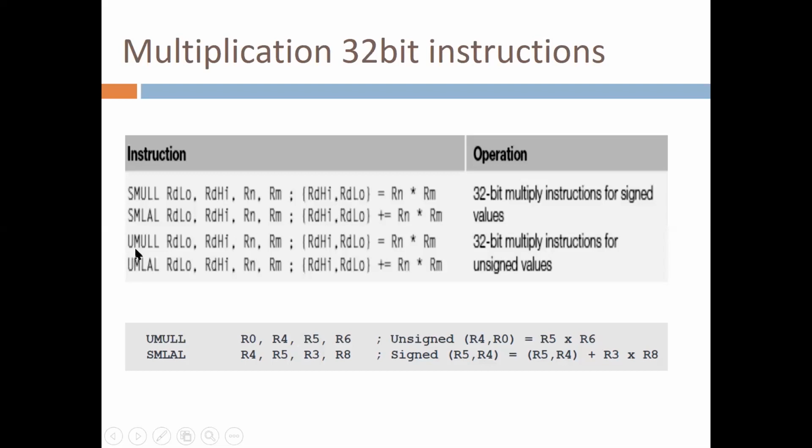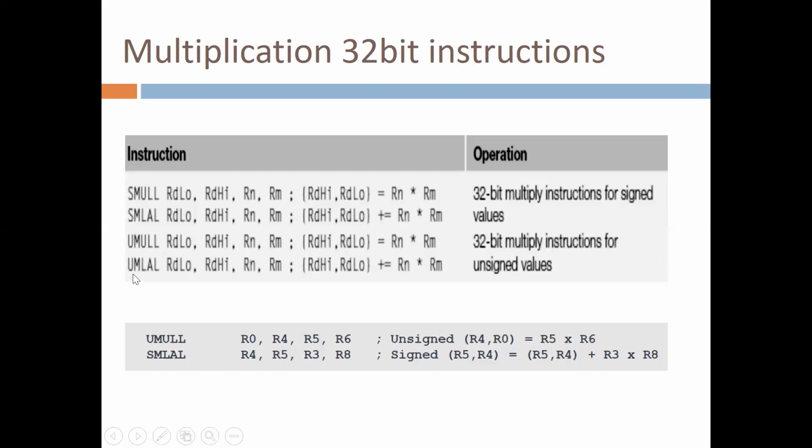The next instruction is unsigned long multiplication, UMULL RdLo, RdHi, Rn, Rm. Here it will multiply two 32-bit data present in Rn and Rm. The 64-bit result will be stored in RdHi and RdLo. So this is about unsigned long multiplication.